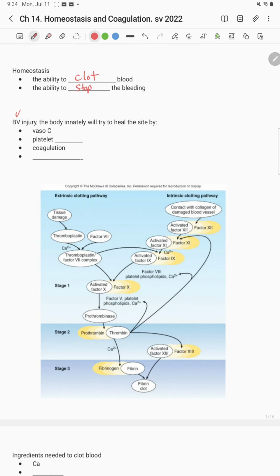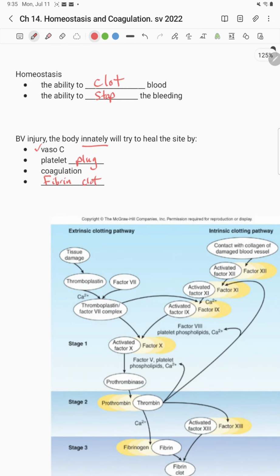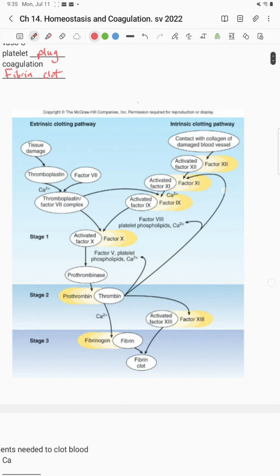Blood vessel injury, the body innately will try to heal the site by vasoconstriction, platelet plug, coagulation, and fibrin clot. Okay, now this is innate, which means we just are built with the ability and the ingredients to do this. Okay, now this should be familiar from A&P2, so a little review here.